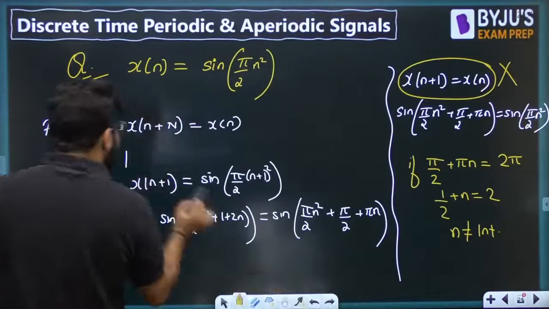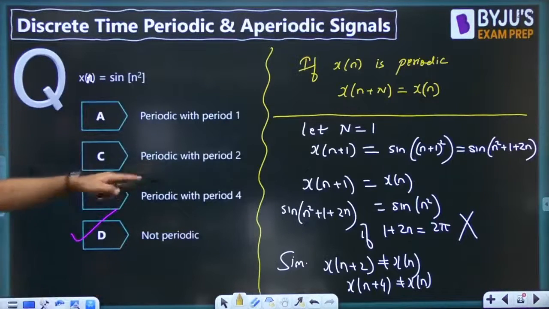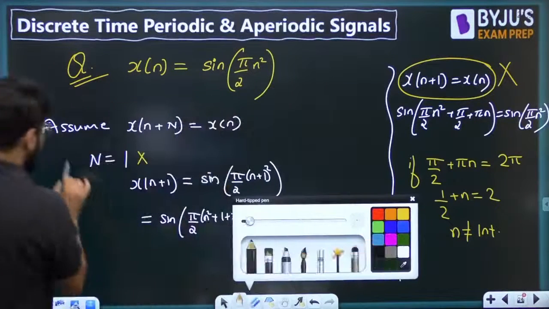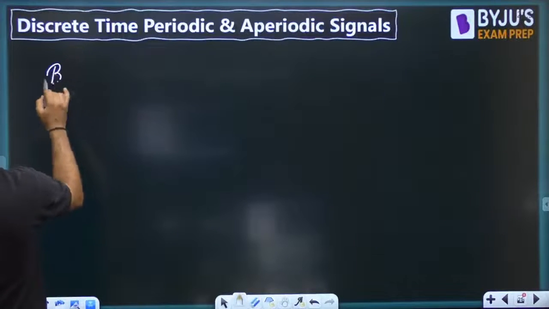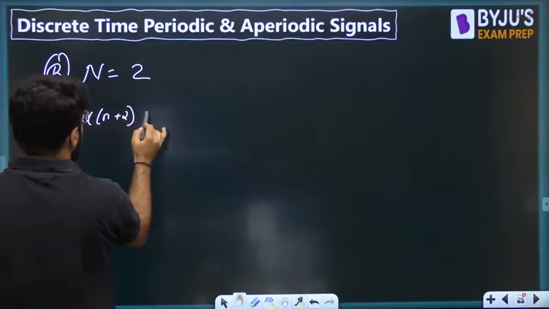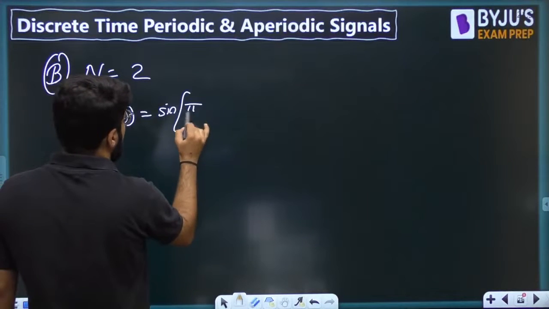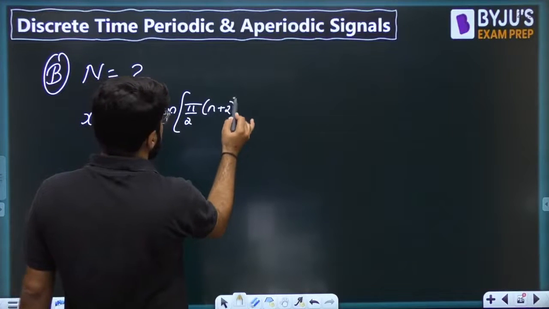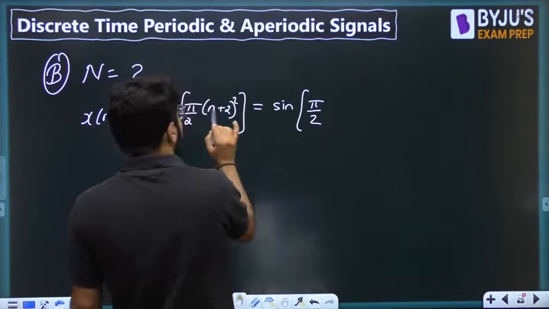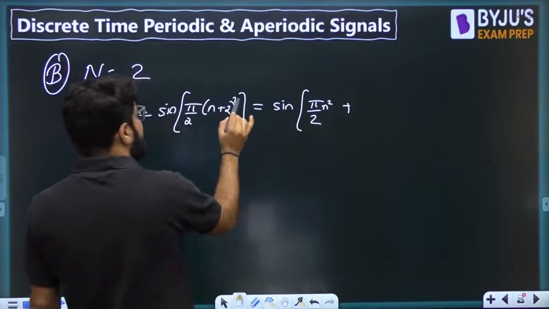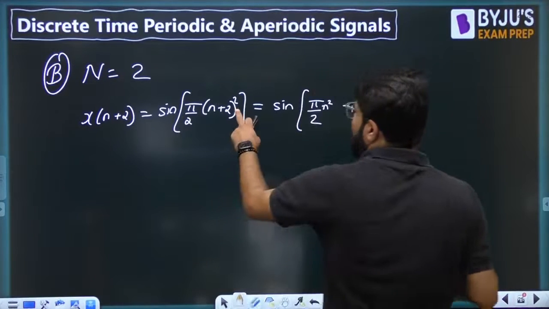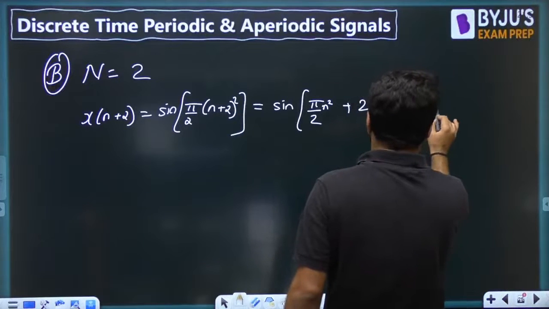I can still assume that the signal is periodic. Let me try with the next option, that is period 2. Let me call this option A. Now let me try option B, N equal to 2. So I have to check x of n plus 2. That will be equal to sine of pi by 2 (n plus 2) whole square. Directly opening the bracket, first is n square, next will be 2 square, that is 4. So pi by 2 into 4 becomes 2 pi. Next will be 4n, so again the 2 will cancel, and that will be 2 pi n.